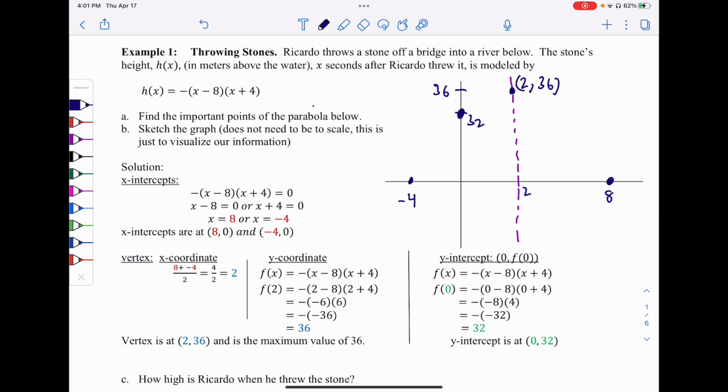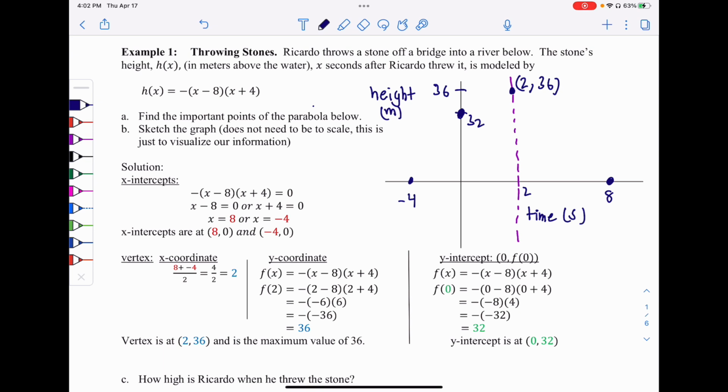And how does it apply to our story here? Looking, we have a nice parabola like this. Throwing stones. Ricardo throws a stone off a bridge into a river below. The stone's height, h of x, is in meters above the water, x seconds after Ricardo threw it. So we know we have a height in meters, and we know we have time in seconds.